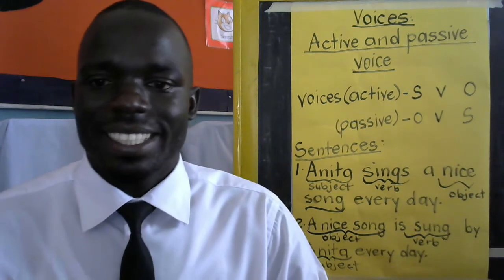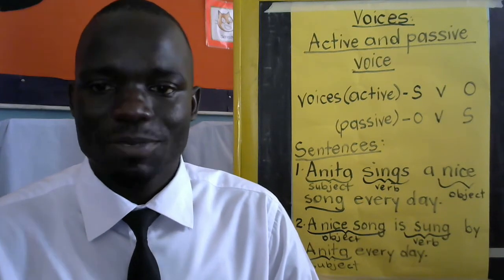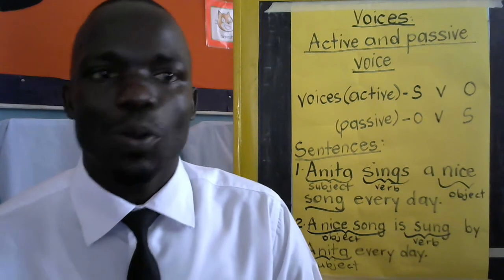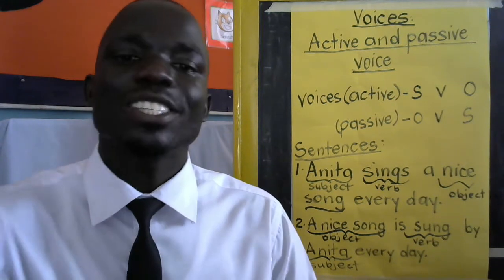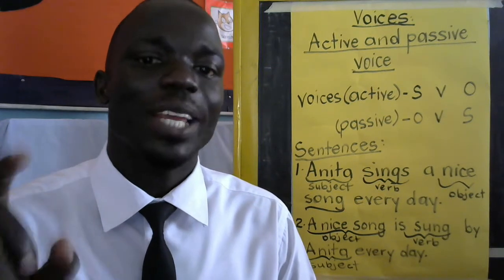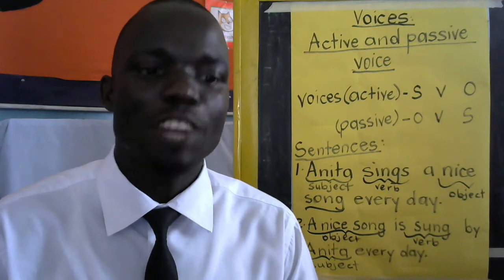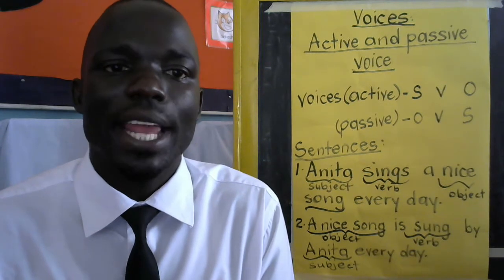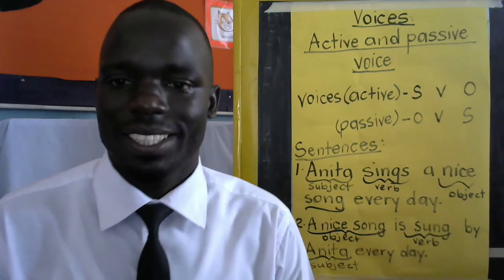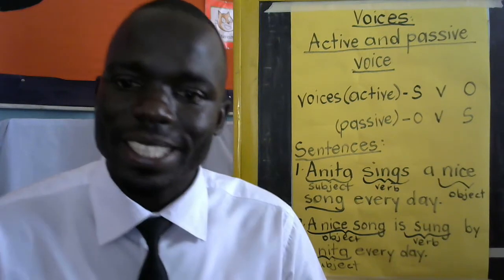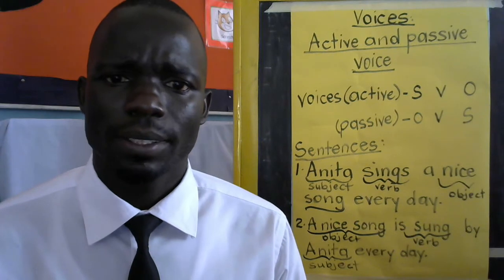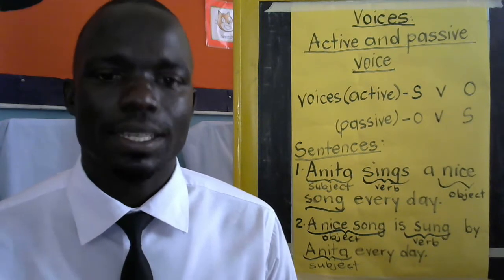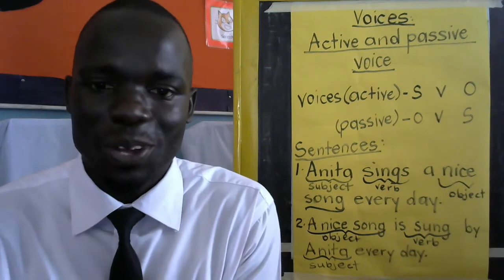Not all the sentences in the passive voice will have by, say, by Anita, by Ivan, by Collins, or any other subject like that. It is only clear subjects that will be included in our passive voice sentences. And why do we say a subject is clear? We say a subject is clear when that particular subject cannot bring other questions. Like when I say a nice song is sung by Anita every day, you will not ask which Anita. But when I say a nice song is sung by him, you don't know who he is. So he as a subject is not a clear doer. So there's no need for you to include it there.